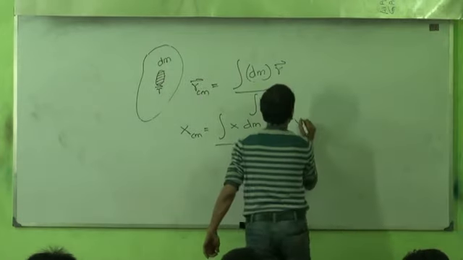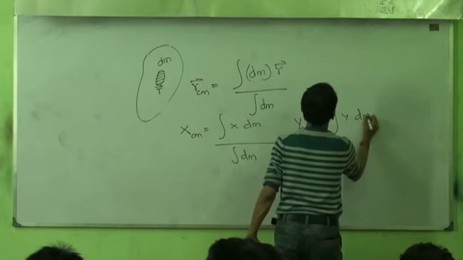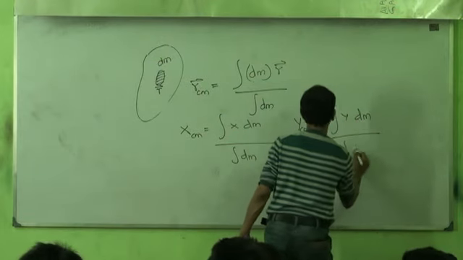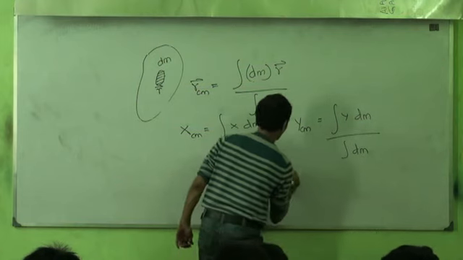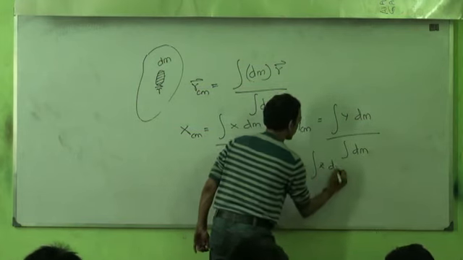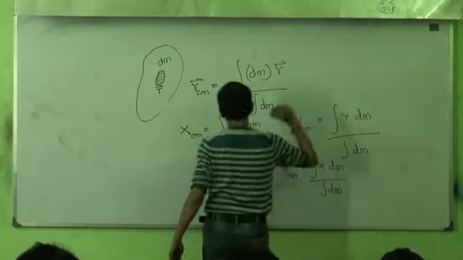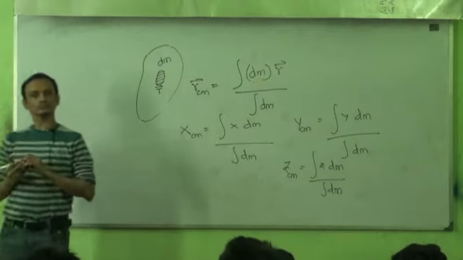Similarly, the y coordinate of the center of mass is going to be given by the integral of y dm divided by the integral of dm, and so on. Got me?